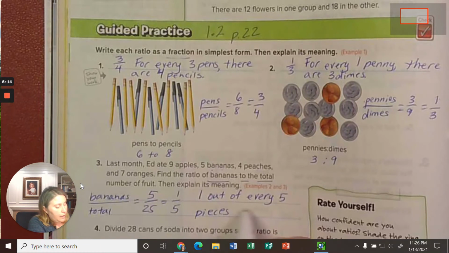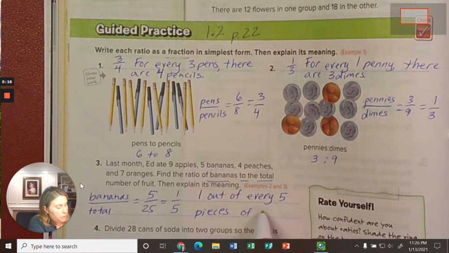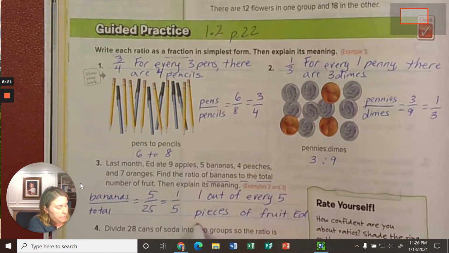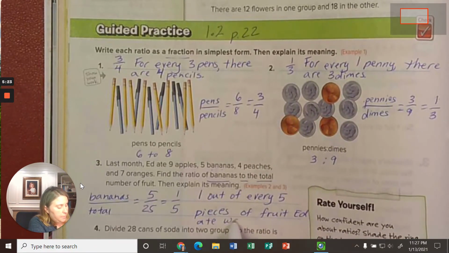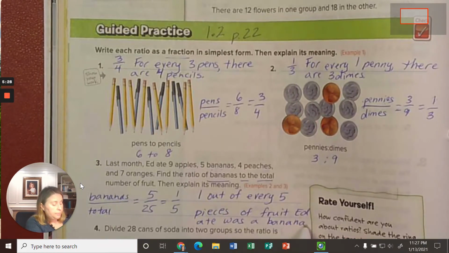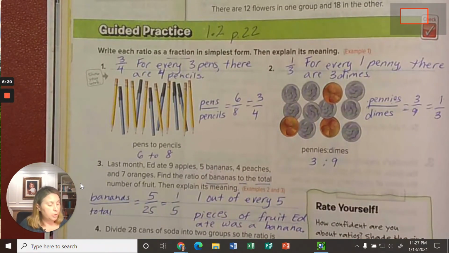Okay, 1 out of every 5 pieces of fruit. Add 8 was a banana. Okay, number 4.